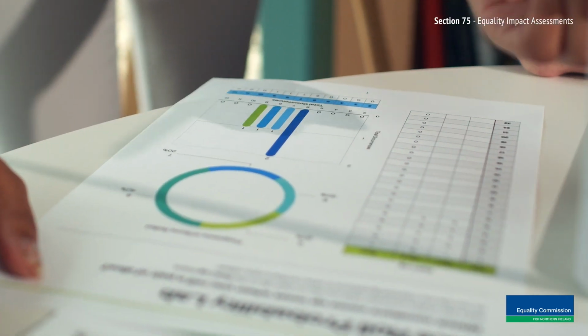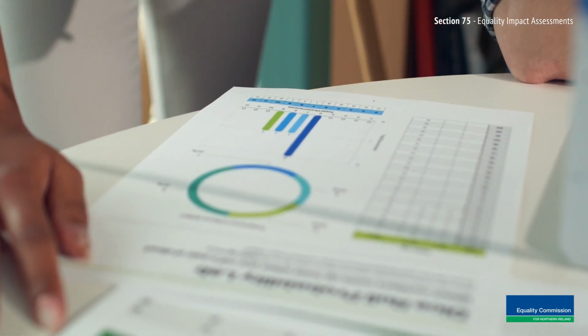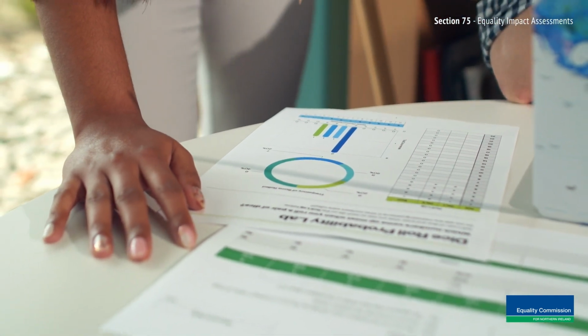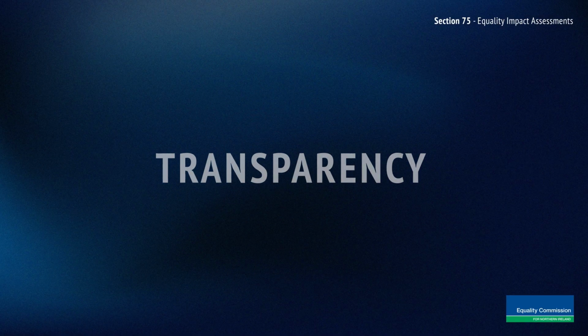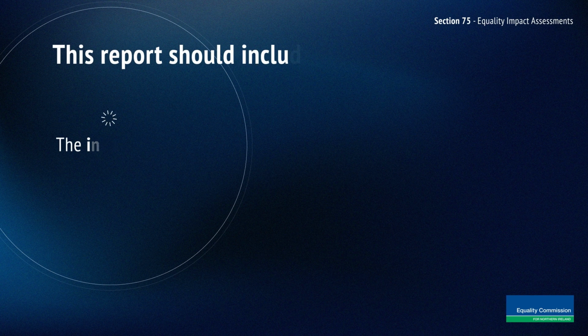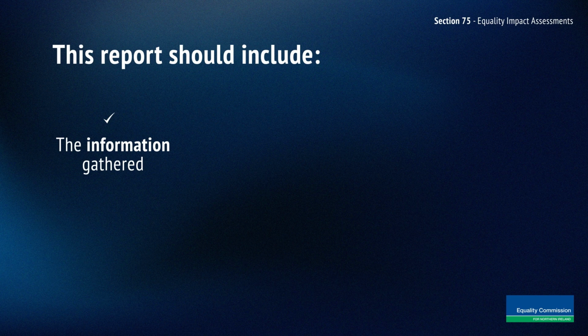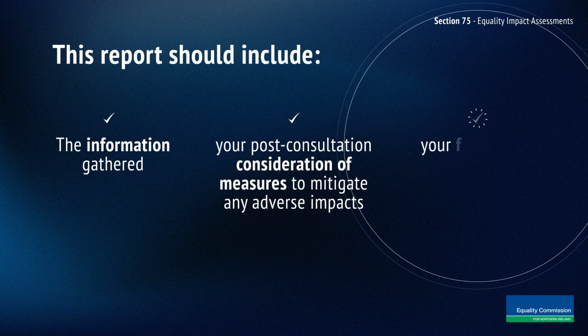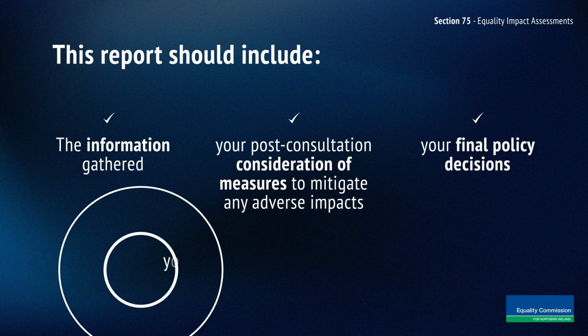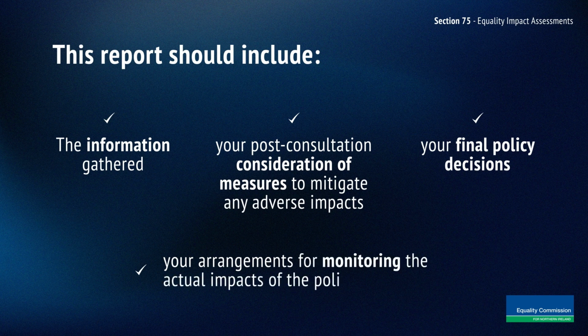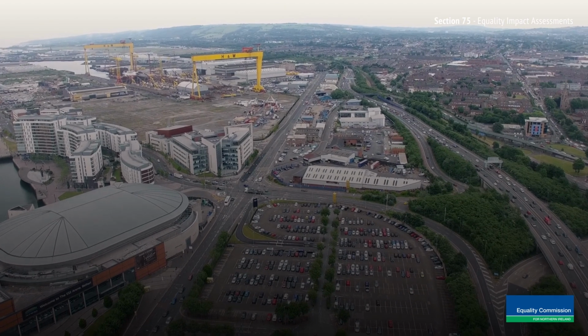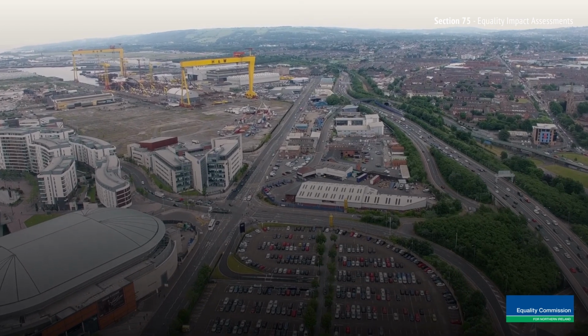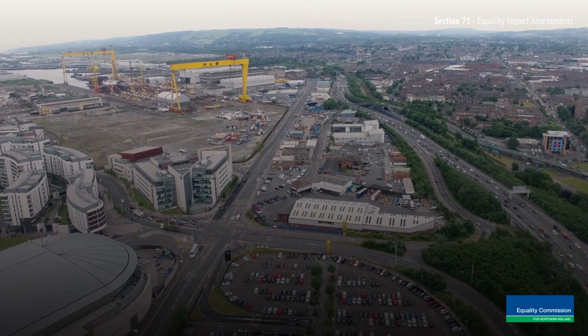You should prepare a final, Stage 6 EQIA report in which you will detail all the information you have gathered and considered to date. This report promotes transparency and accountability in decision-making and should include the information gathered pre- and post-consultation that you considered, your post-consultation consideration of measures to mitigate any adverse impacts or alternative policies to promote equality of opportunity and good relations, your final policy decisions and their rationales, and your arrangements for monitoring the actual impacts of the policy after it is implemented, an issue that we will discuss further in Step 7. This Stage 6 EQIA report must be published. This should be done in accordance with the relevant arrangements set out in your organisation's equality scheme.